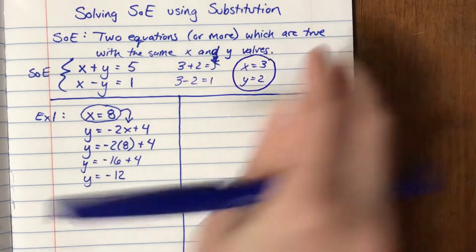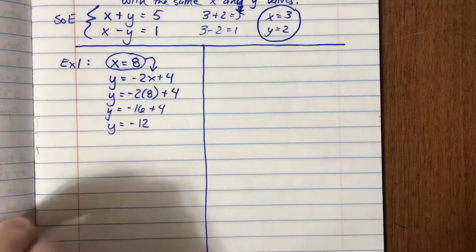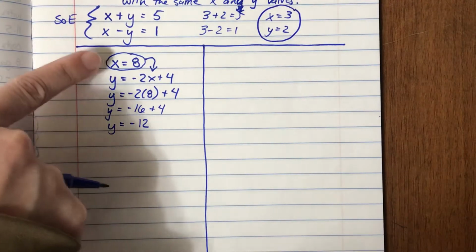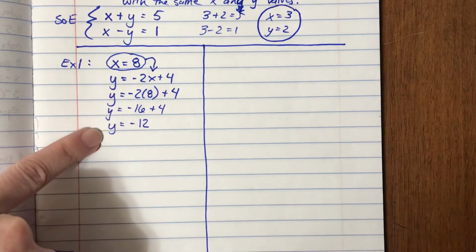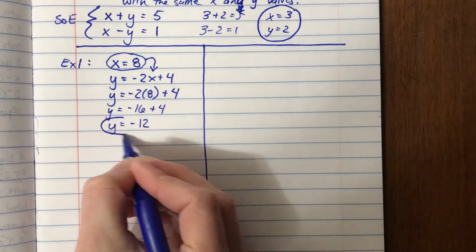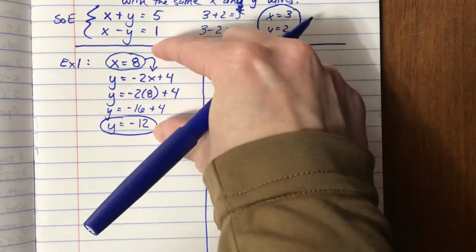And so the whole goal of you solving a system of equations is this, to figure out what x and y is. And now, look at what we just did. Do we know what x is? Well, yeah, we knew that in the beginning. It was x is equal to 8. Do we now know what y is? Well, yeah, y is equal to -12. And so there is your answer.